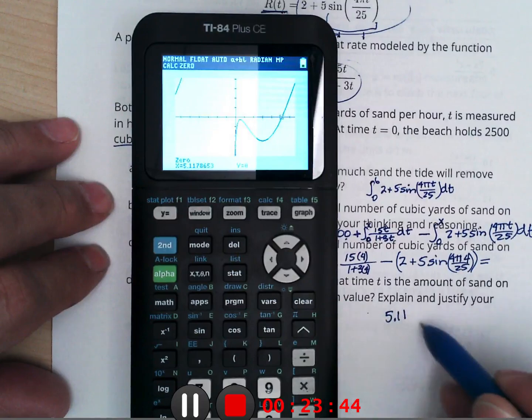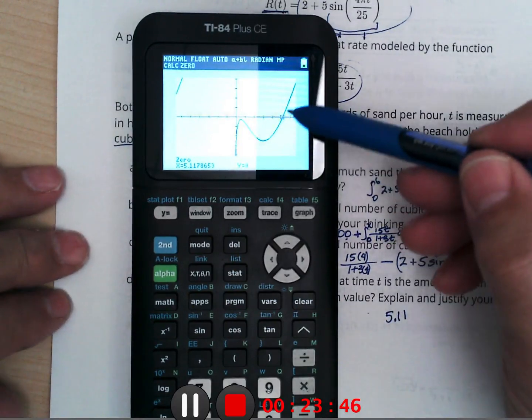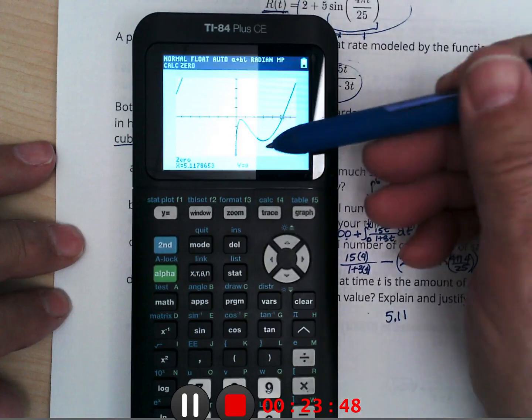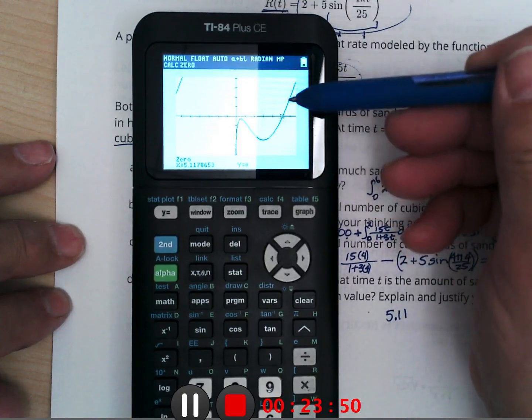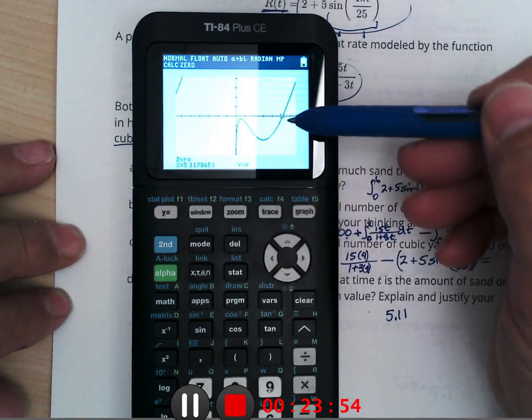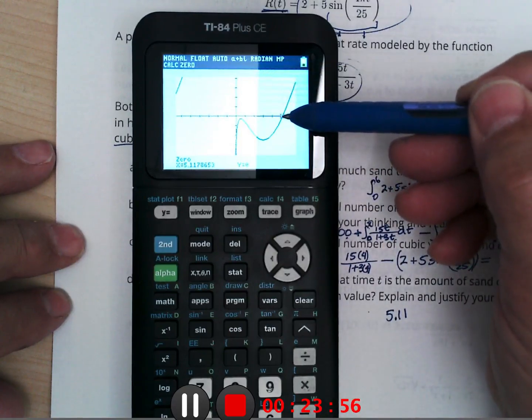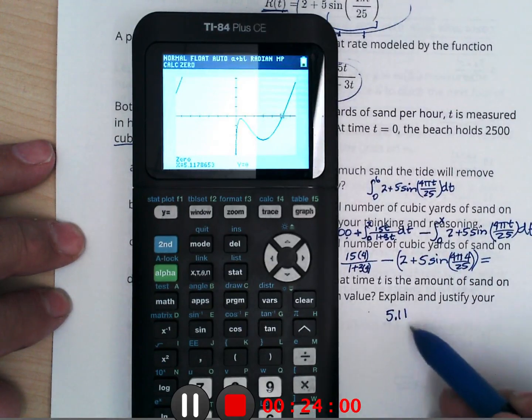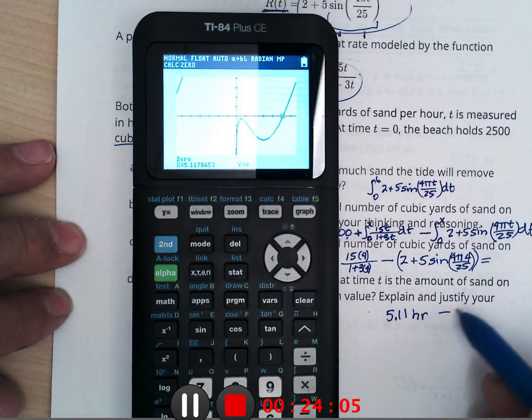And is this a max or a min? Well, this has a positive slope on this derivative, which means it's concave up, which means it's representing a minimum. So at 5.11 hours, we have a minimum amount of sand.